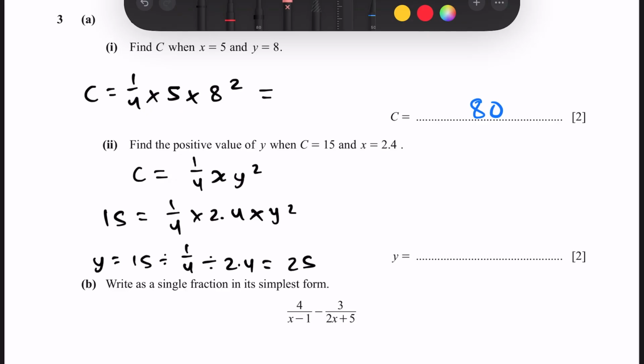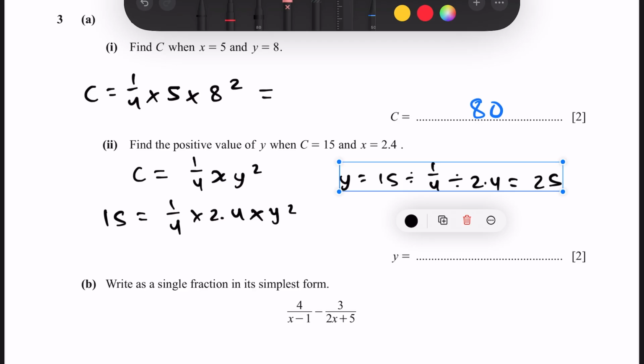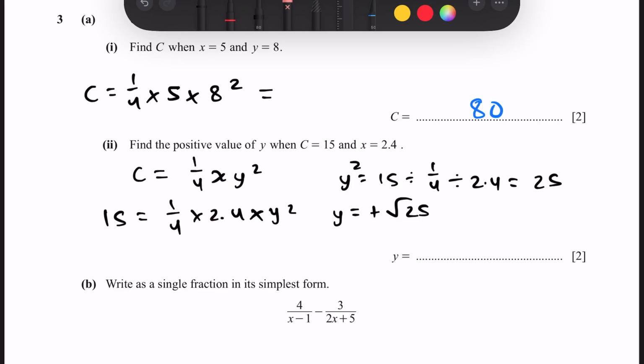25. Now if we take this, I think I messed up. It should be y square is equal to 25 and y is equal to the positive square root of 25. This is because we want the positive value of y and not any value of y. So y is equal to 5.